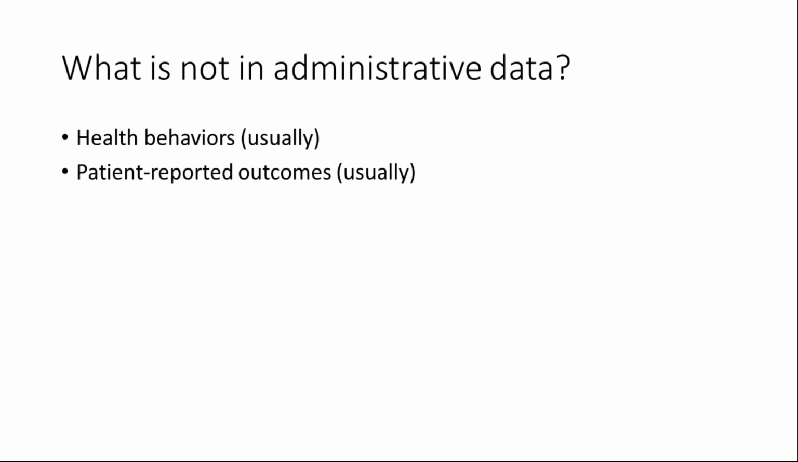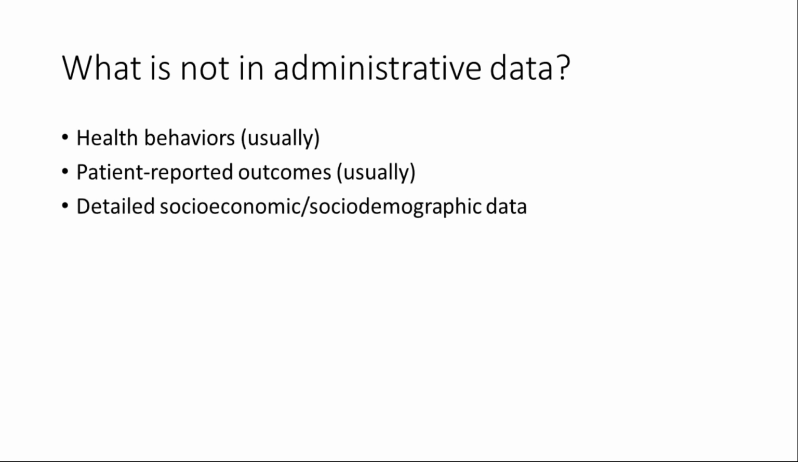Patient-reported outcomes are usually not present in administrative data. Detailed socioeconomic and sociodemographic data is better in some databases and worse in others. There are, again, proxy measures you can think about. In Medicare, we can use whether they have state buy-in for Medicaid dual eligibility in addition to their census tract information. It's not perfect, but you're getting at some level of poverty level.